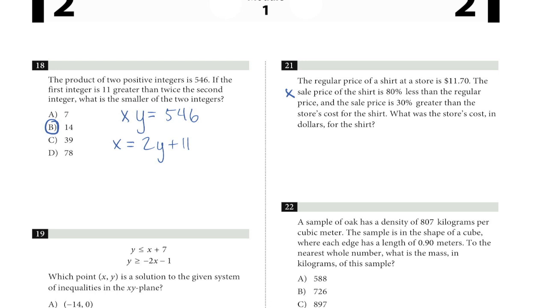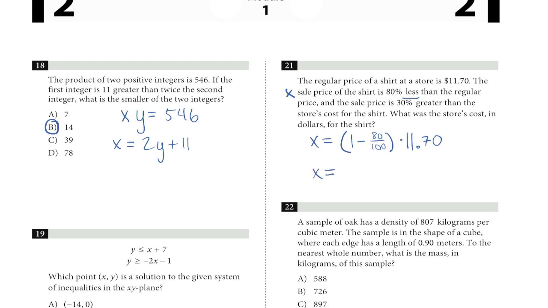So X is the sale price. So X equals 80% less than the regular price. Remember, if they ever say percent change, instantly know you're going to have to do the parentheses. So it's going to be 1. So it's less, so we're going to do minus 80%. Then the regular price. Well, we know the regular price, so times the regular price, which is $11.70.